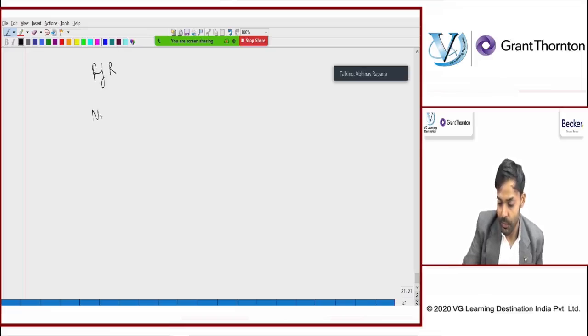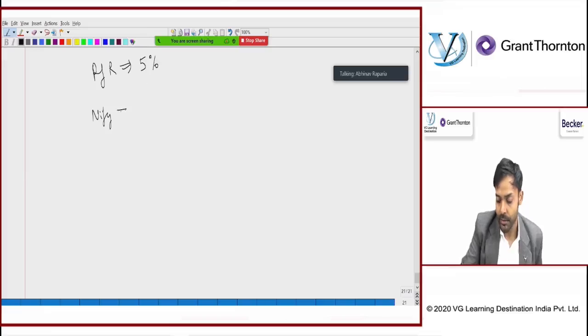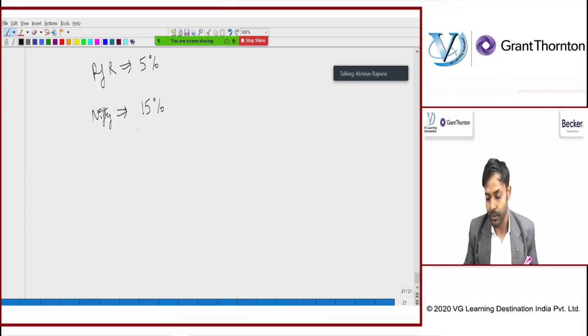And then you say that I'm going to invest in Nifty, right? RFR is something which is fetching you interest of 5%. And in case you see the Nifty return since its beginning, it's approximately 14 to 15%. So in case you invest in Nifty, you are expecting a return of 15% because you're taking more risk. So you're expecting more return because of that.